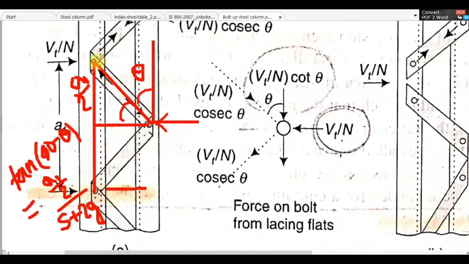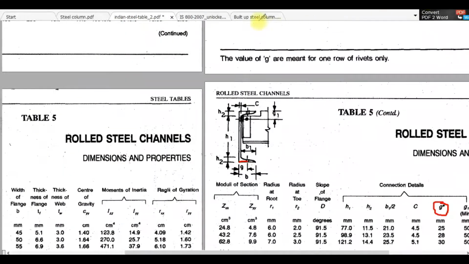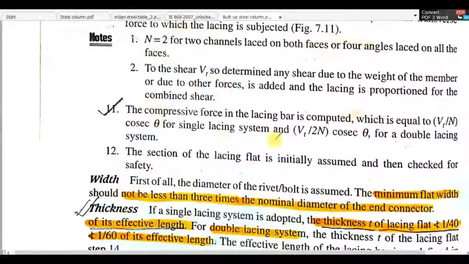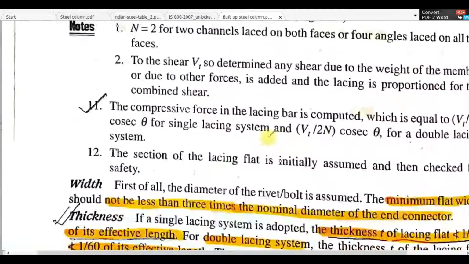Okay, so this a1 is basically from this bolt to this bolt. Okay, this bolt to this bolt, so you can find this a1. Okay, so now what is the steps? Let's go to the steps.